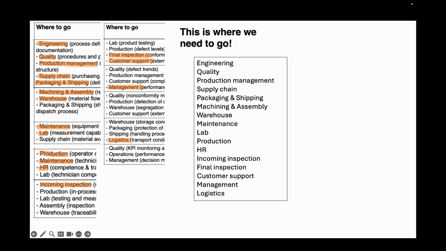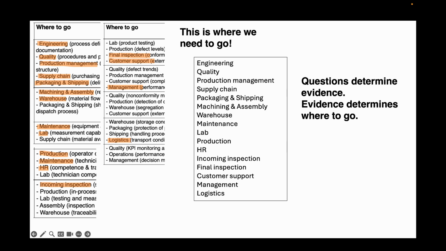And then when I go to that place, I can address all the relevant questions, gather all the relevant evidence, and check all the relevant requirements in one visit. So again, this is where we need to go. These become our first set of sticky notes. These are the places to visit during the audit. Now, questions determine the evidence, and the evidence determines where to go. Now let's go to the second set of sticky notes.